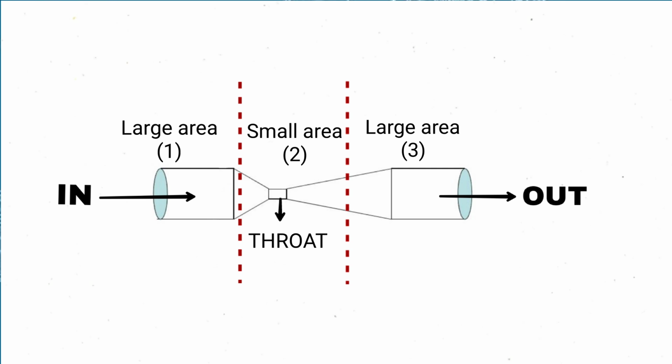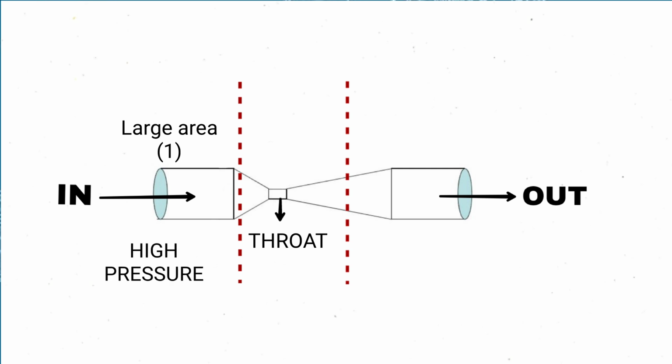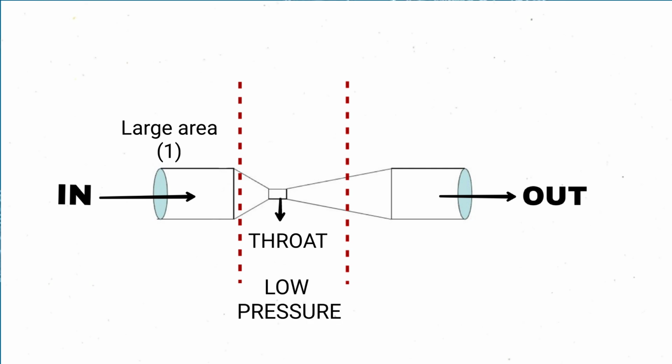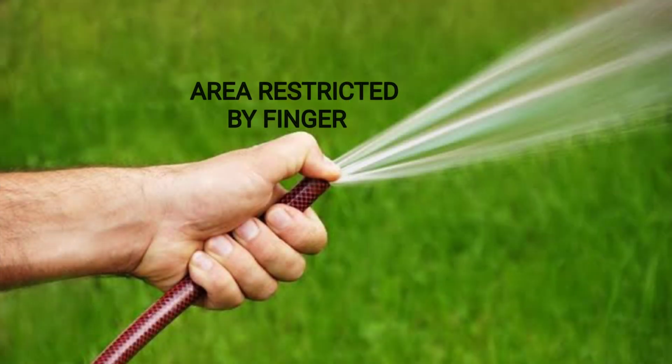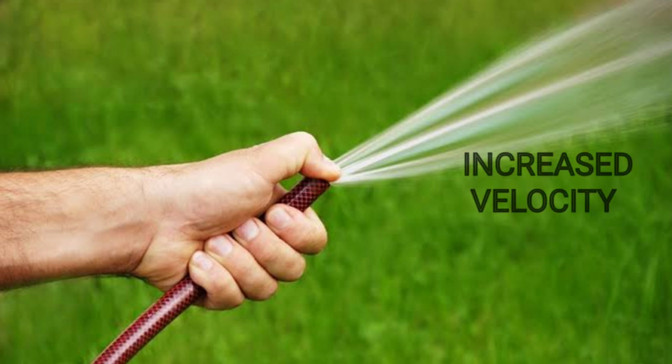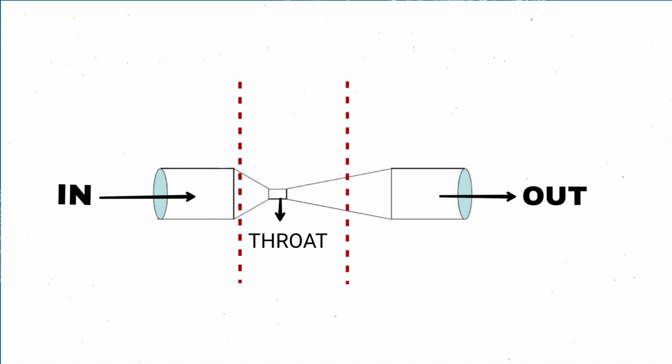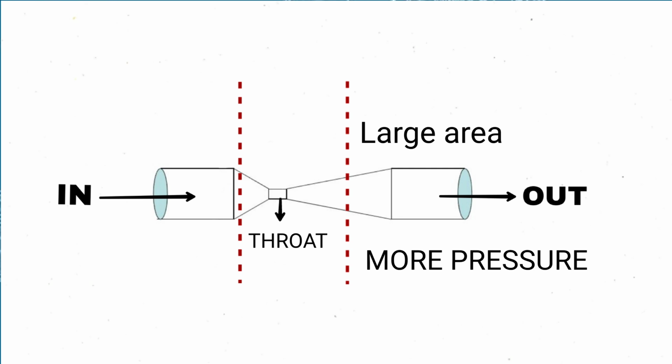So you need to know the fluid entering section 1 has higher pressure because the area is larger here, and as soon as it reaches the throat, that is section 2, the smaller one, the pressure drops because the area is less here, and velocity increases, the same as when you restrict the pipe outlet with your finger. Basically you are decreasing the area, so the velocity is high. You might have seen it if you have done it practically. And then again in the Venturi tube, the area increases and hence pressure increases and velocity drops there.